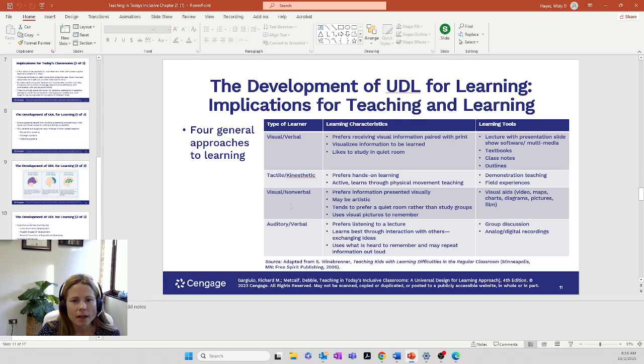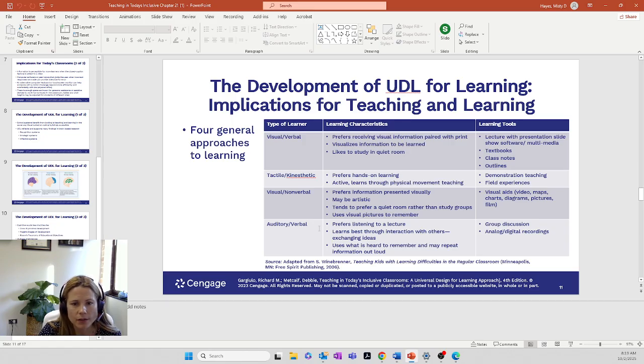Then the next approach of the learner that you have is your visual or nonverbal, right? So that's a little bit different than the verbal. So these types of students, yes, they like visual, but these students are very artistic. They prefer to be in a quiet room. They don't like to study in groups. They use visual pictures to remember.